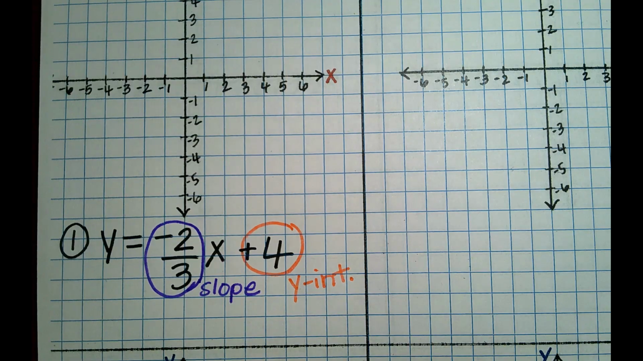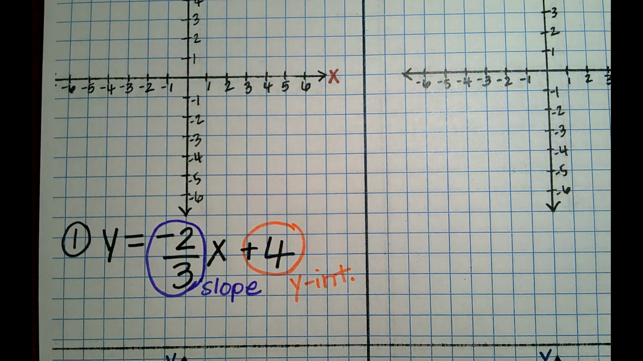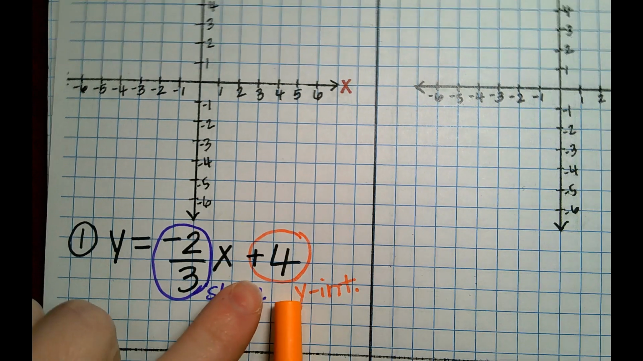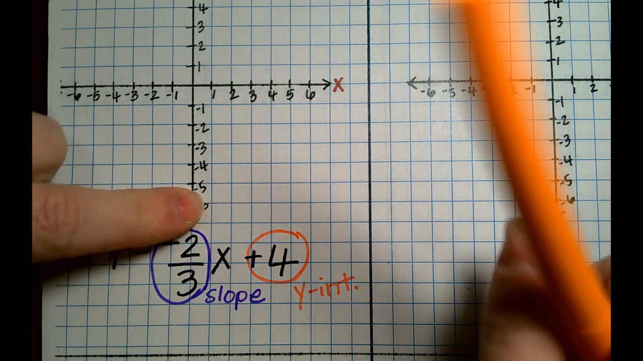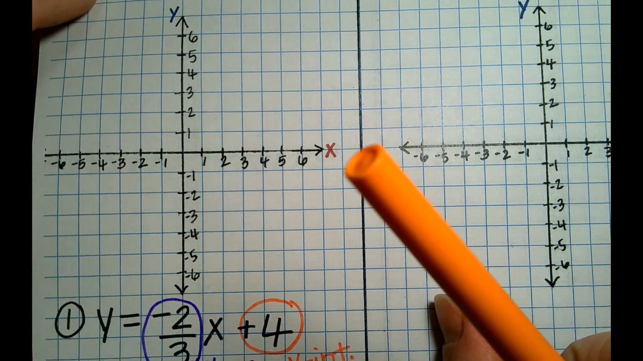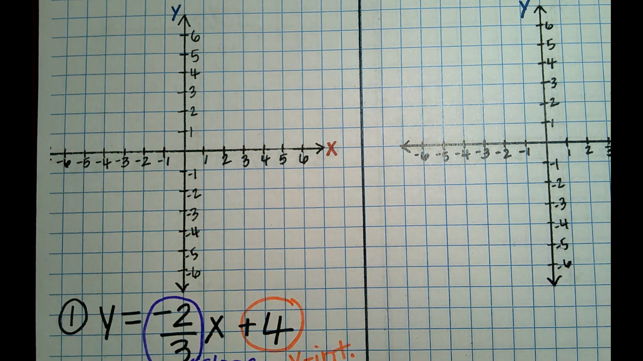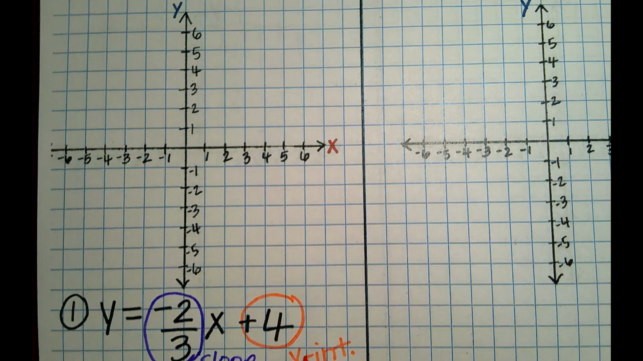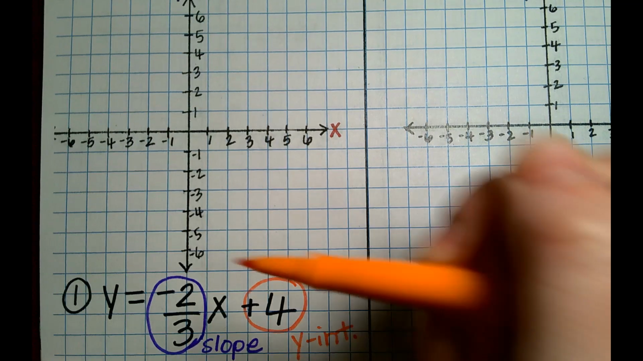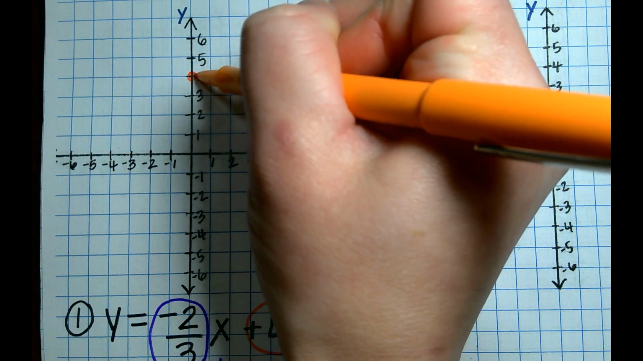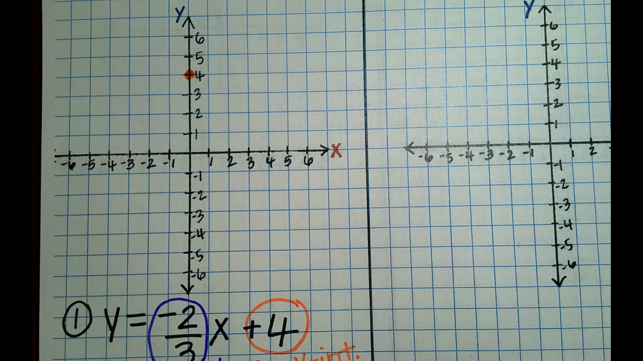Now to graph this, we just have 3 easy steps. What is step 1? We're going to graph our y-intercept. We'll find 4 on the y-axis. You did it correctly. It's easy to say it wrong though. That's okay. So 4 is our y-intercept. That's where the line touches the y-axis. So 4, that's our starting point.